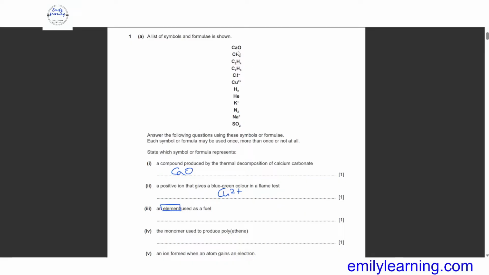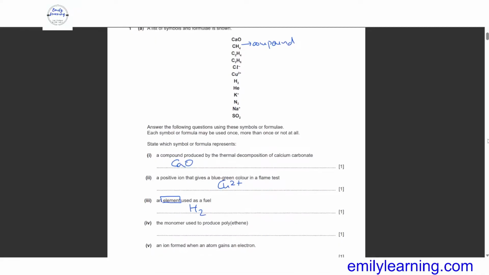So although methane, which is CH4, can be used as a fuel, it is a compound because it consists of more than one element chemically combined together. So in other words, you cannot use CH4 as your answer. You need an element that is used as a fuel, which is hydrogen. Okay, so the answer for this is hydrogen, because you need an element.